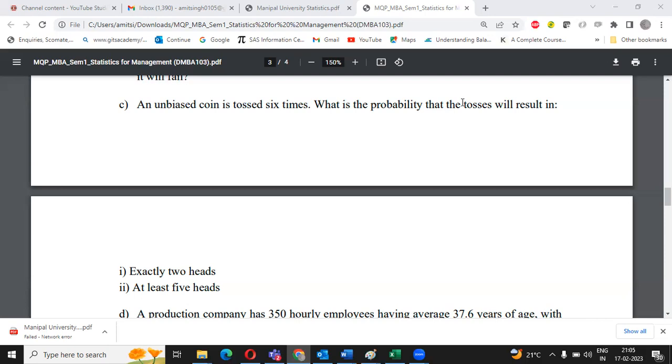Similarly, if you toss three coins, there will be eight outcomes. I hope you are getting that flow in your mind. If I toss four coins, you will get 16 outcomes. If I toss five coins, you will get 32 outcomes. So what I want you to understand is that in the case of a coin problem, the total outcome is equal to 2 to the power n, where n is the number of times you are tossing a coin.